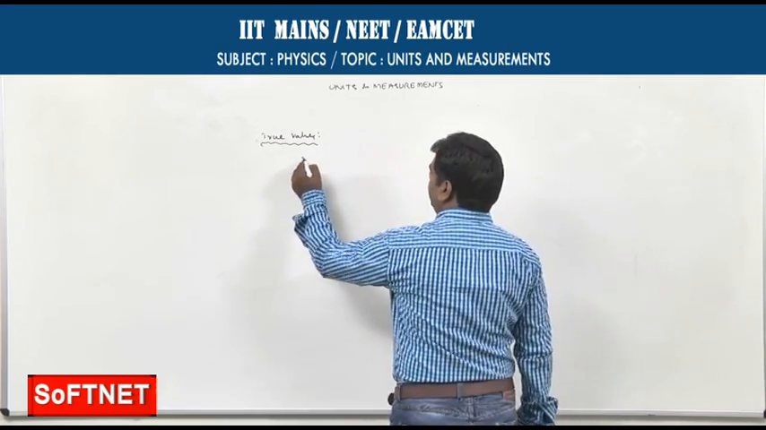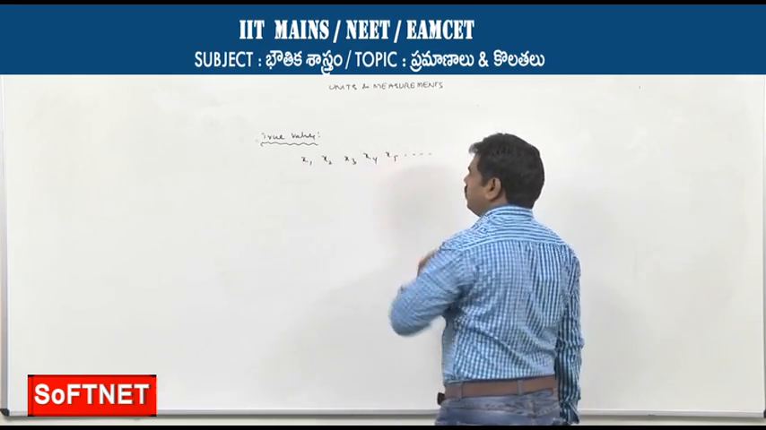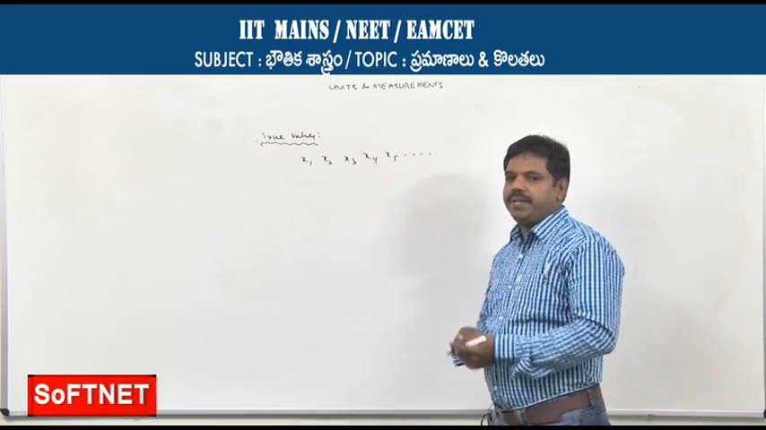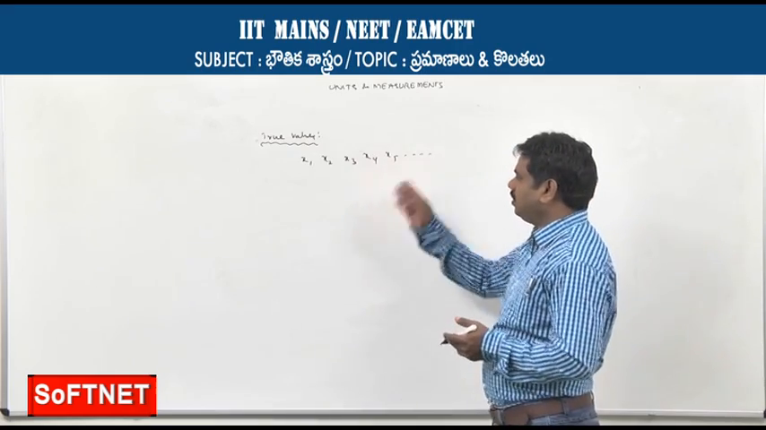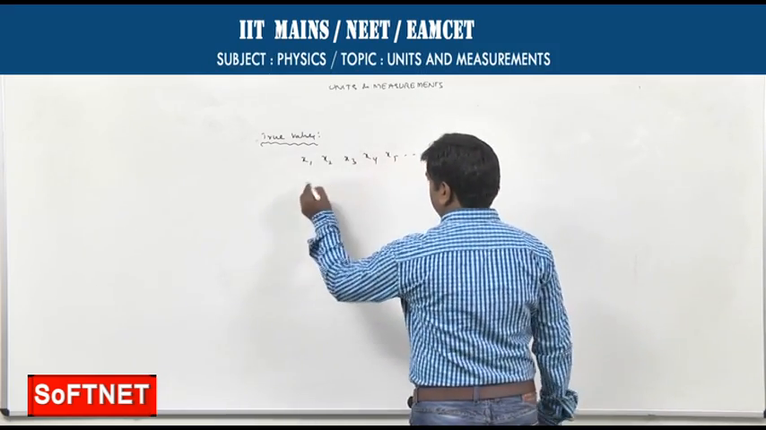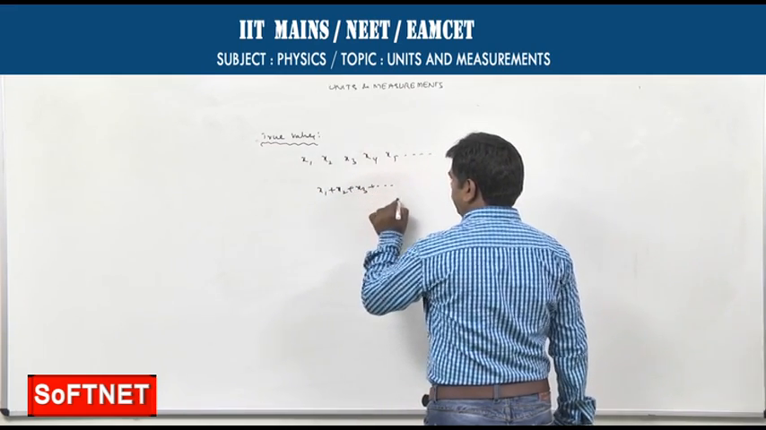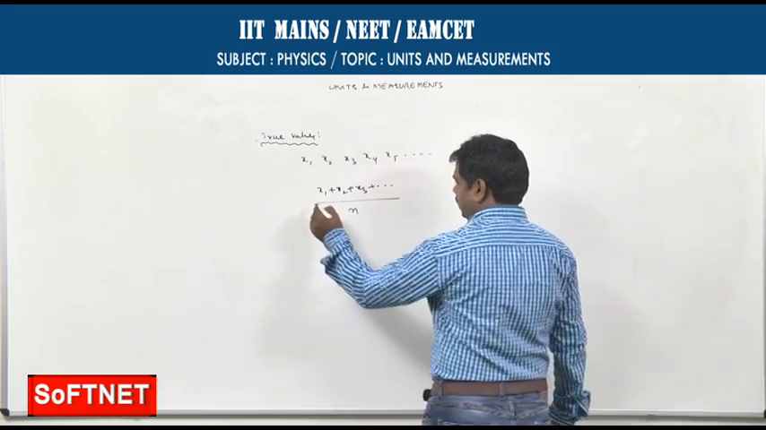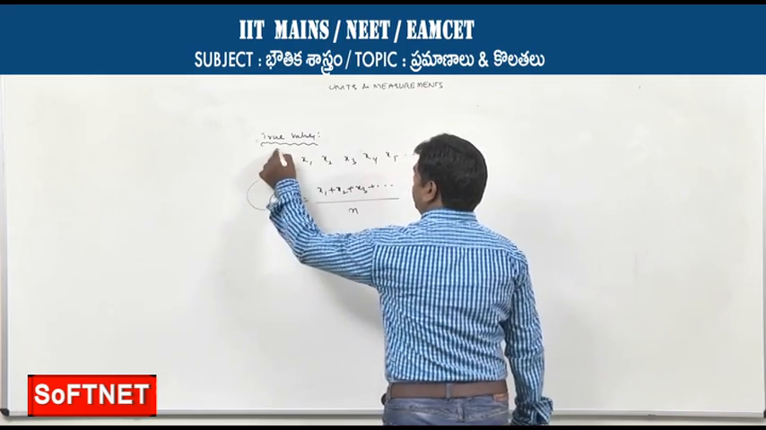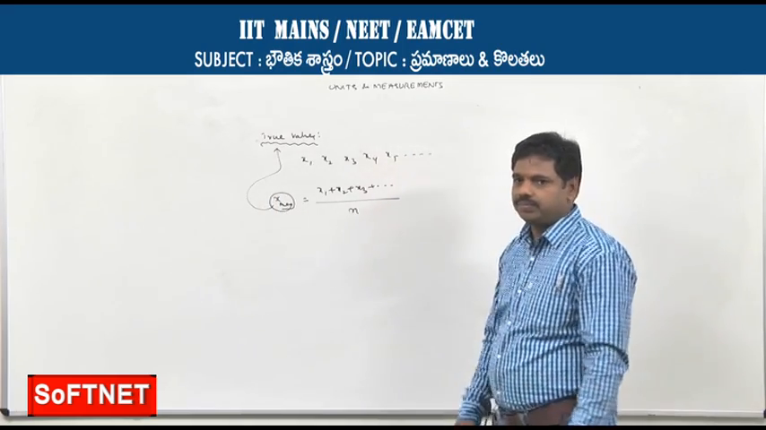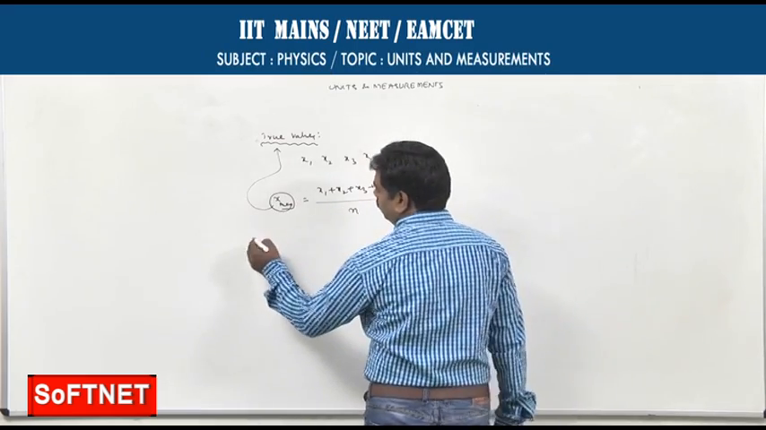Say I have taken the readings as x1, x2, x3, x4, x5 and so on. So what will become the true reading of the rod or the true length of the rod? That is nothing but the average value of all these readings, x1 plus x2 plus x3 and so on, divided by the number of measurements. This is x mean. This x mean value can simply be called the true value.